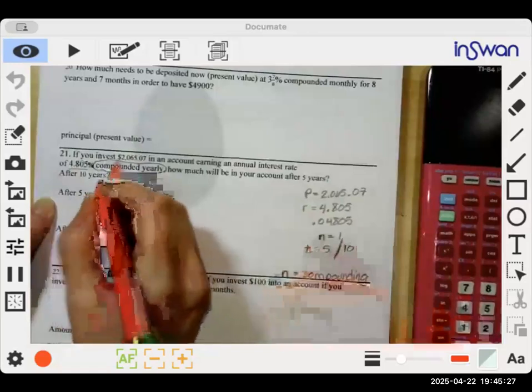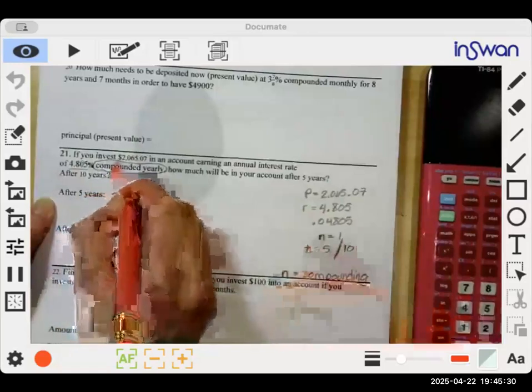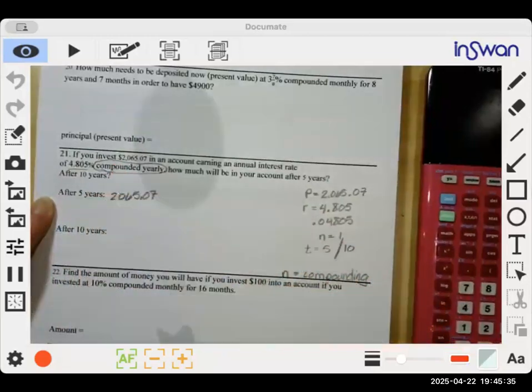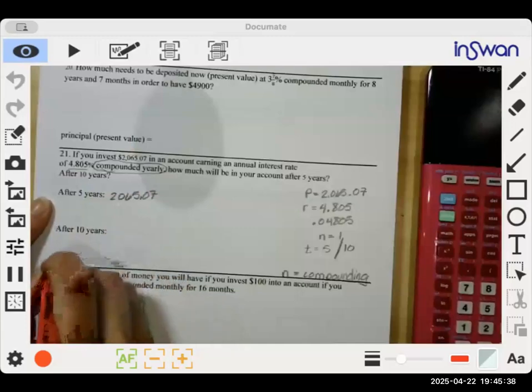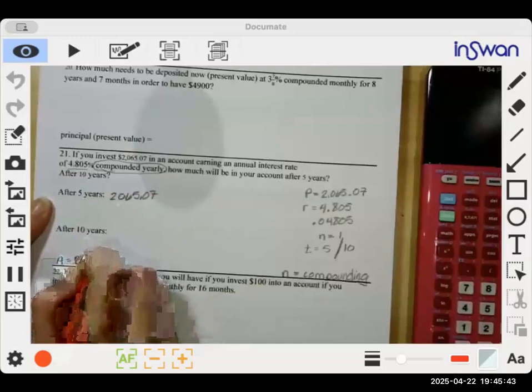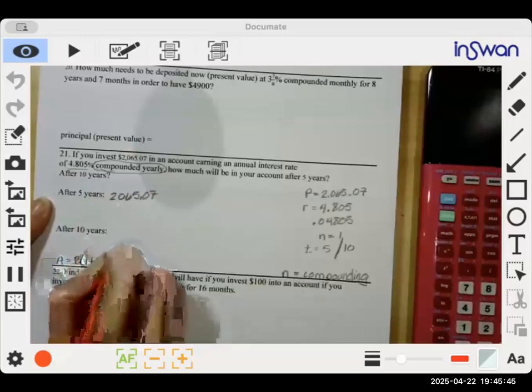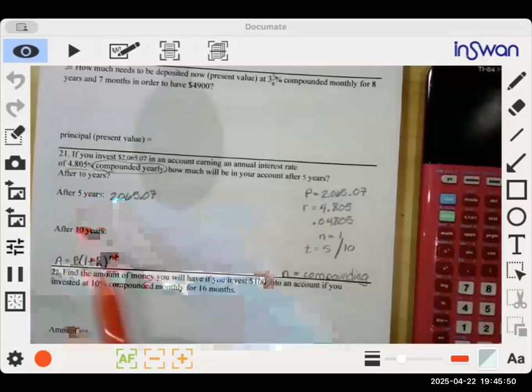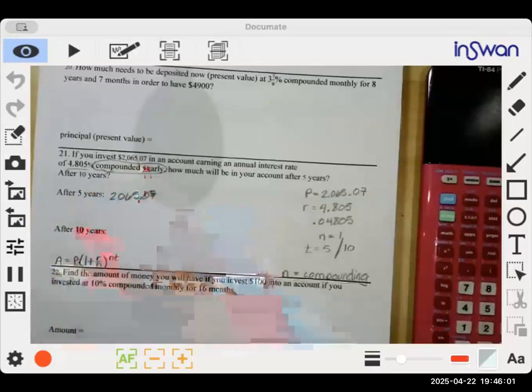Okay. So we have 2065.07. Oh, I didn't write out the formula here, did I? So we're using A equals P times 1 plus R over N to the NT. And why is it compound interest and not annuity? Because they only made one payment. So they put that money in and then they just left it there.